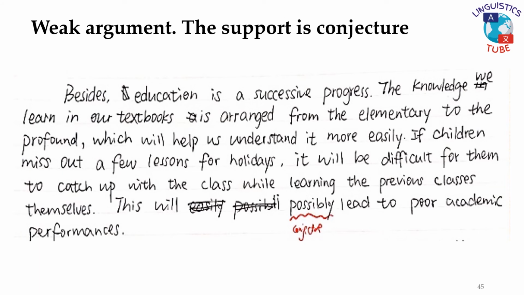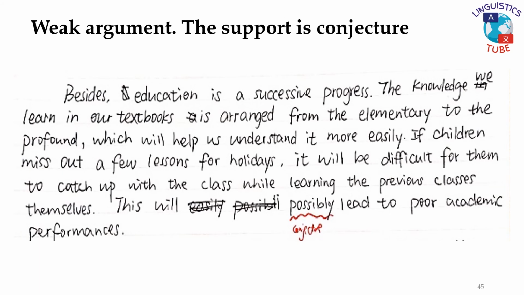In this paragraph, the conjecture starts from, "if children miss out." This sentence is an assertion, because the writer claims that something will happen, but provides no external support for the assertion. This is followed by the weak assertion that something will possibly happen. This does not sound convincing, and without evidence, it is a thoroughly unpersuasive paragraph.